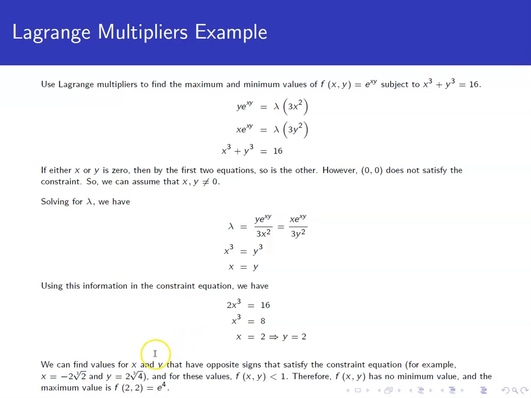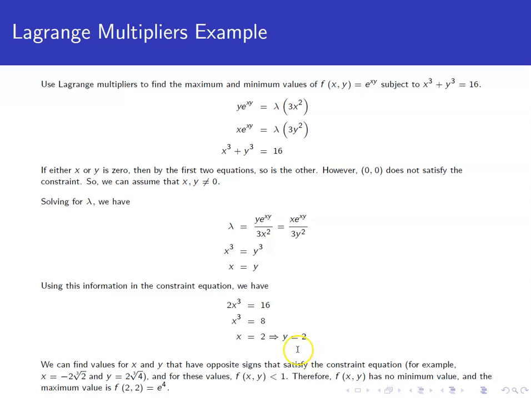All right, so we can certainly find values of x and y that are opposites of each other that satisfy the constraint equation. I'll give you a specific example here. I can take negative 2 cube root of 2 for x and 2 cube root of 4 for y, and I'll get something that satisfies that. No matter what, I can make my x as big a negative as I want, and my y as big a positive as I want, which means that I'm taking e to a really, really big negative number, which means it gets smaller and smaller. I'm getting values that are smaller and smaller. So there's no minimum value because I never actually hit 0.